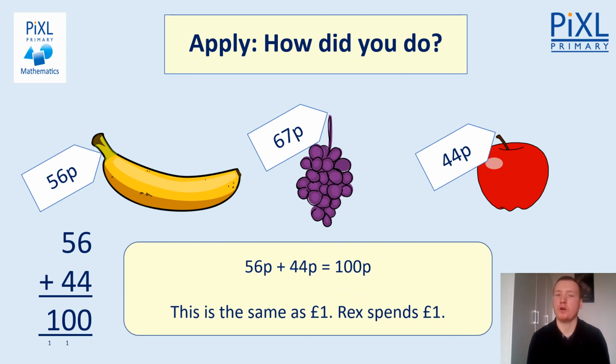Well, we've got 100 pence, but don't forget we need to convert, which means change. We need to convert 100p, which is our answer, Rex spends £1. So give yourself a pat on the back. Post your pictures if you did it in front of you with coins. And well done if you got that correct.